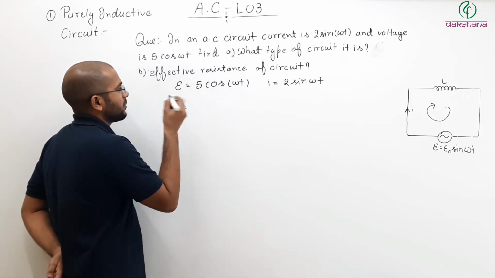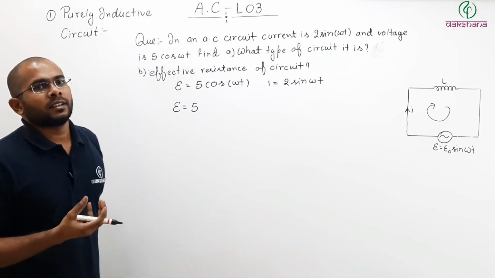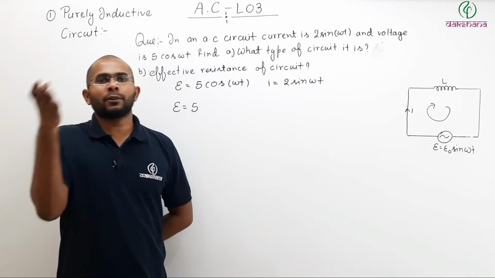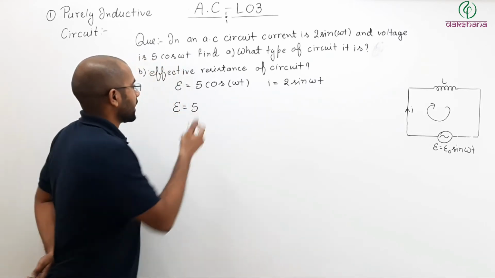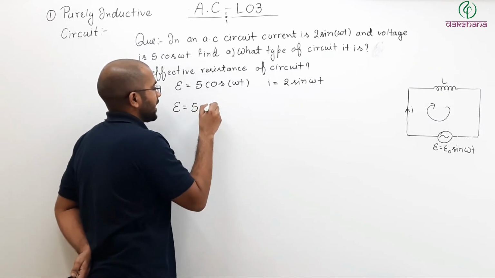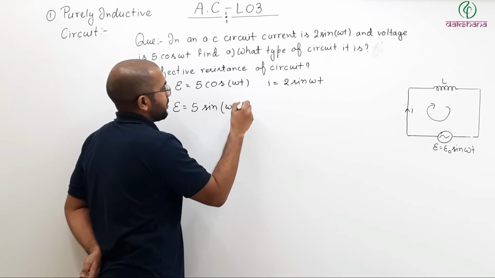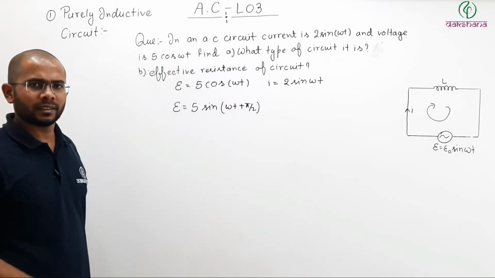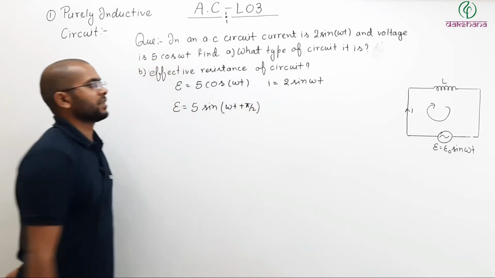Now let us say this is cos omega t. So EMF may be written as 5 of cos theta. Cos theta may be written as either sine of pi by 2 minus theta or sine of pi by 2 plus theta. So can I write cos omega t as sine of omega t plus pi by 2, sine of pi by 2 plus omega t, that is cos theta. So current is this and EMF is this.